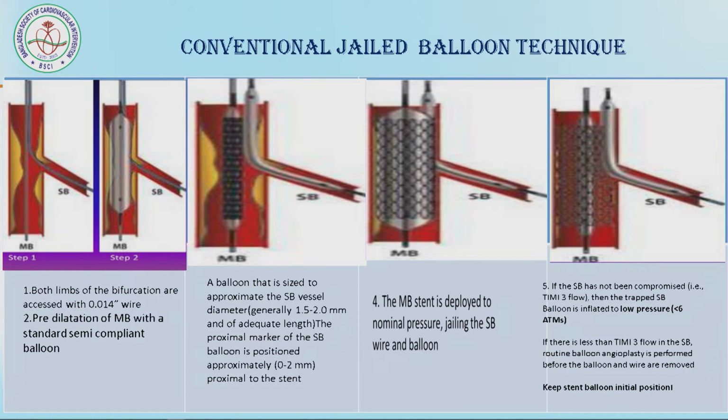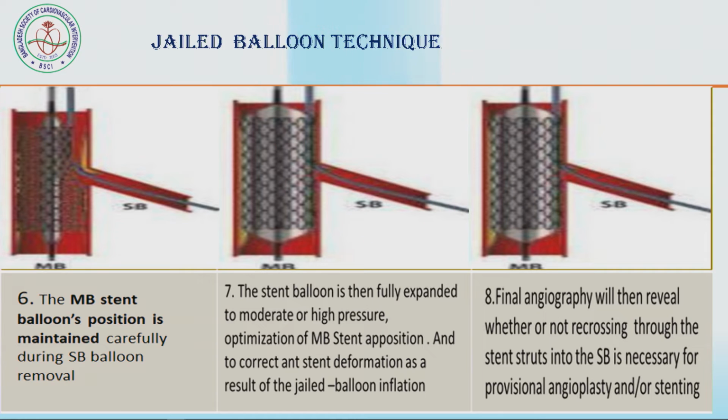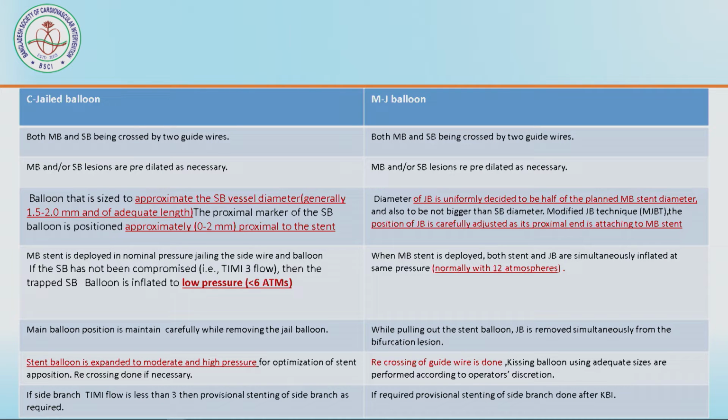So there are two types of jailed balloon technique, as I mentioned: conventional jailed balloon and modified jailed balloon. This is the difference I have collected from different literatures. In both, the starting is the same. You wire the main branch and the side branch, and the main branch is pre-dilated and, as necessary, the side branch. In the conventional jailed balloon, the balloon is sized to approximate the side branch vessel diameter, generally 1.5 to 2 millimeter, with adequate length. The proximal marker of the side branch balloon is positioned approximately 0 to 2 millimeter proximal to the stent.